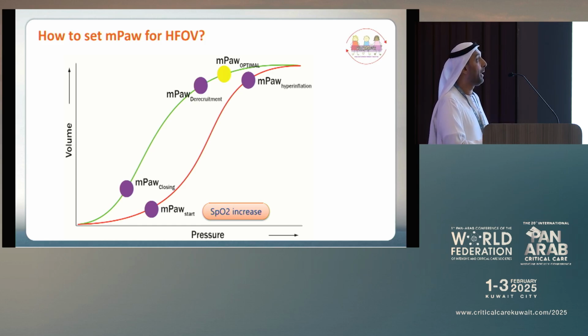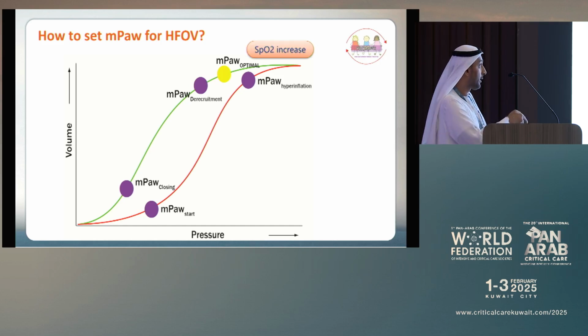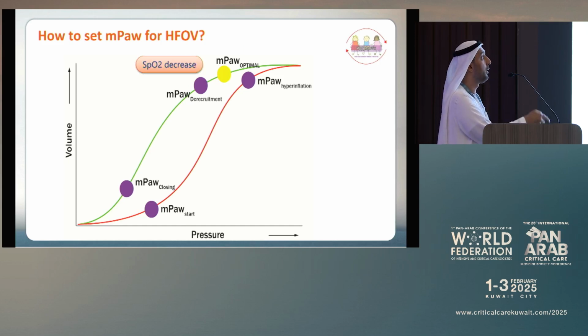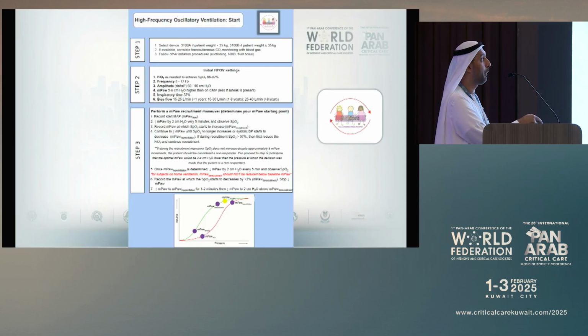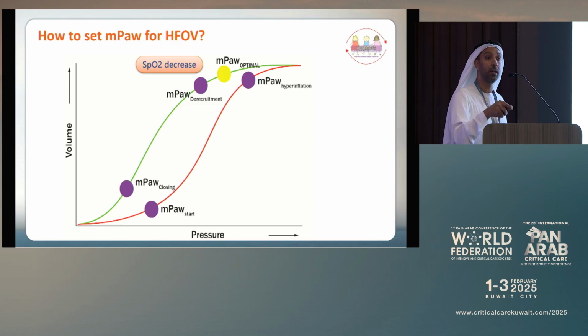We keep going up until saturation no longer increases or decreases, or hemodynamic instability. Same thing, this will be hyperinflation. We decrease every 10 minutes by 2 centimeters. Saturation will improve. In de-recruitment, saturation will decrease. Then we'll go back to hyperinflation. Okay, and then we'll set the mean airway pressure at that time 2 centimeters above mean airway pressure de-recruitment. I hope that's clear.